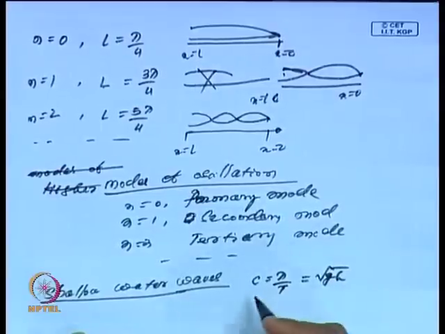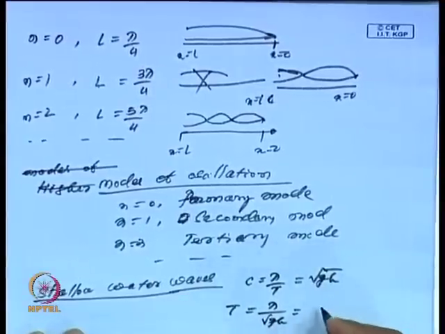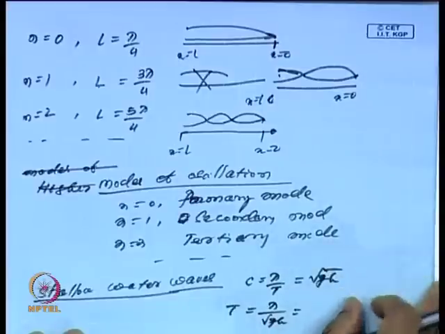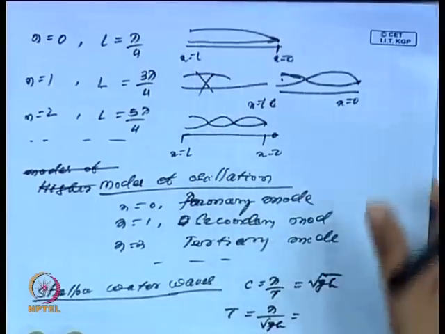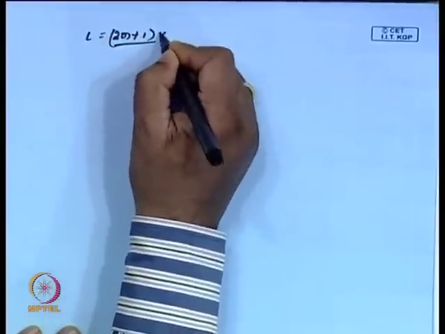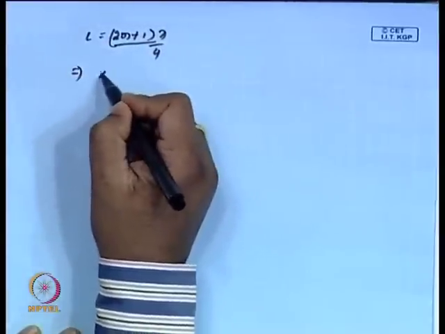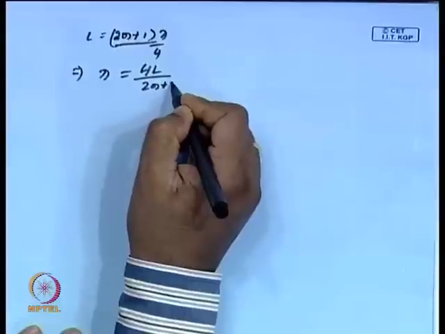So, what will happen to lambda? If C is lambda by T, then T will be lambda by root gH. Let me just do a little homework further. We have seen L is equal to (2n plus 1) into lambda by 4. So, that means my lambda is 4L by (2n plus 1).